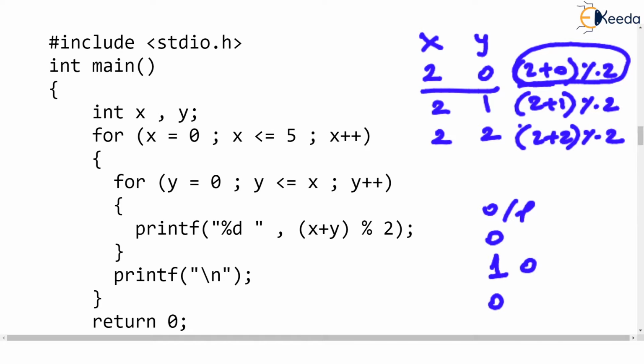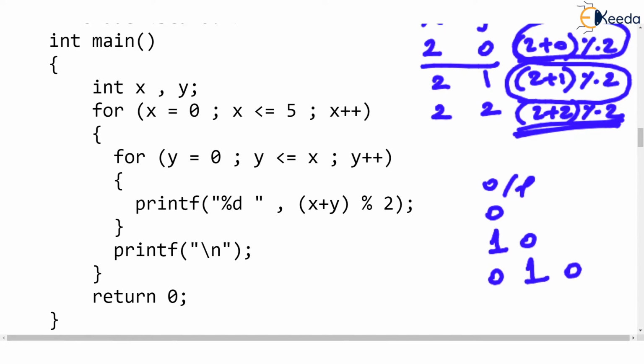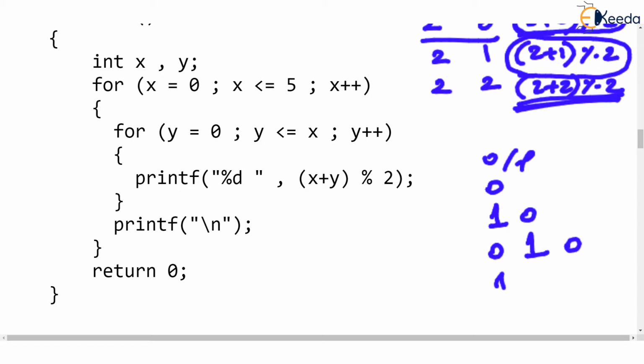2 plus 1 percent 2, which is 3 percent 2, which is 1. 3 percent 2 is 1, isn't it? And 2 plus 2 percent 2, which is 4 percent 2, which is 0. That gives us an enough idea that the next lines are going to be 1 0 1 0, and the next line is going to be 0 1 0 1 0, isn't it?